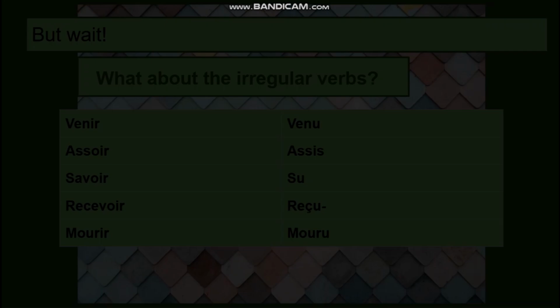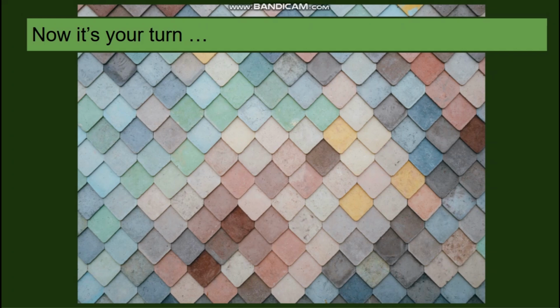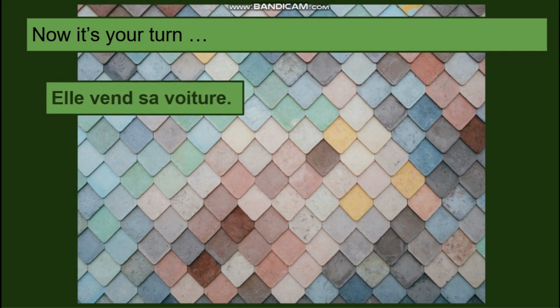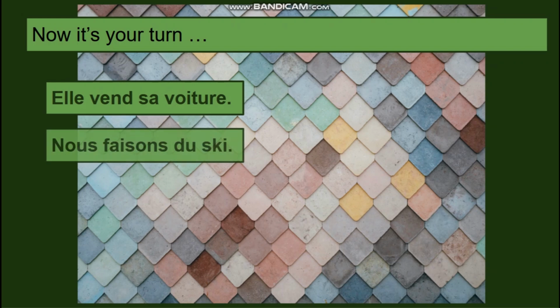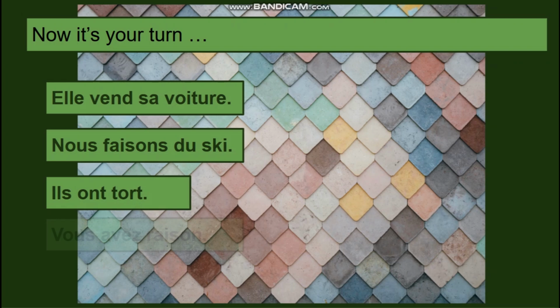Right, so now it's your turn. With the notes that you have just taken, let's look at: elle vend sa voiture. This is the present tense. Nous faisons du ski. Ils ont tort. And vous avez raison. Okay, take a look at these sentences and see if you can put them in the past. You can pause this video.